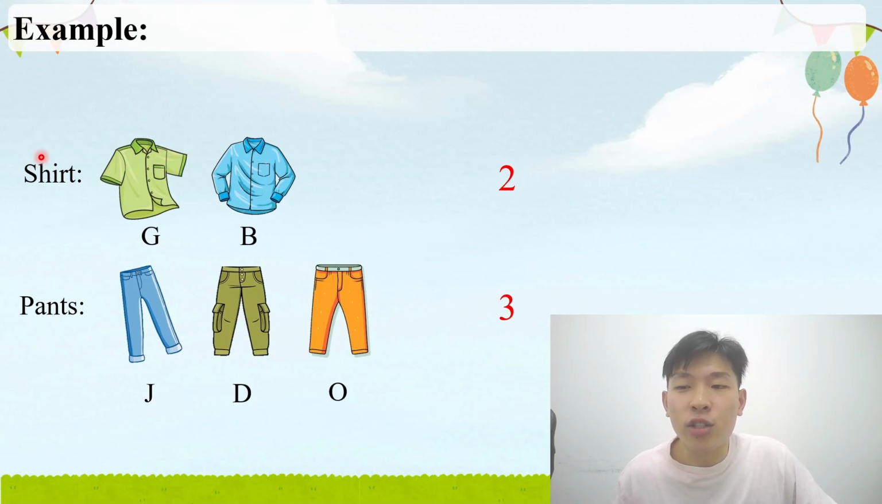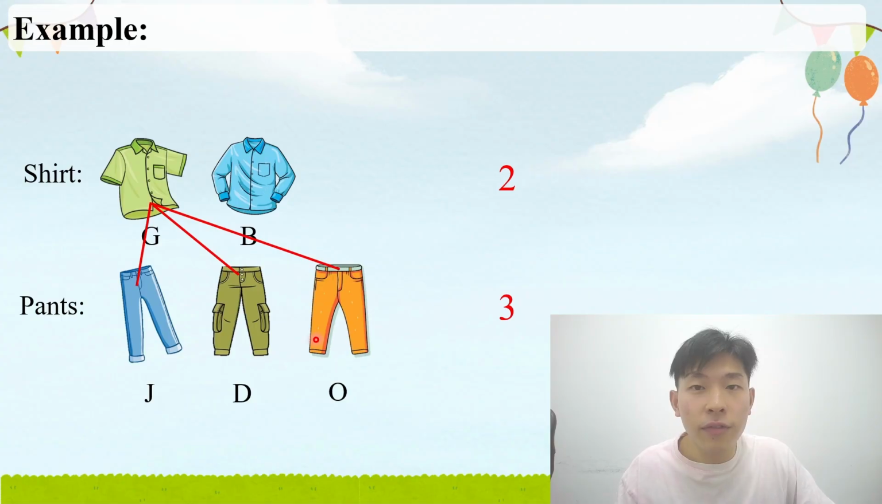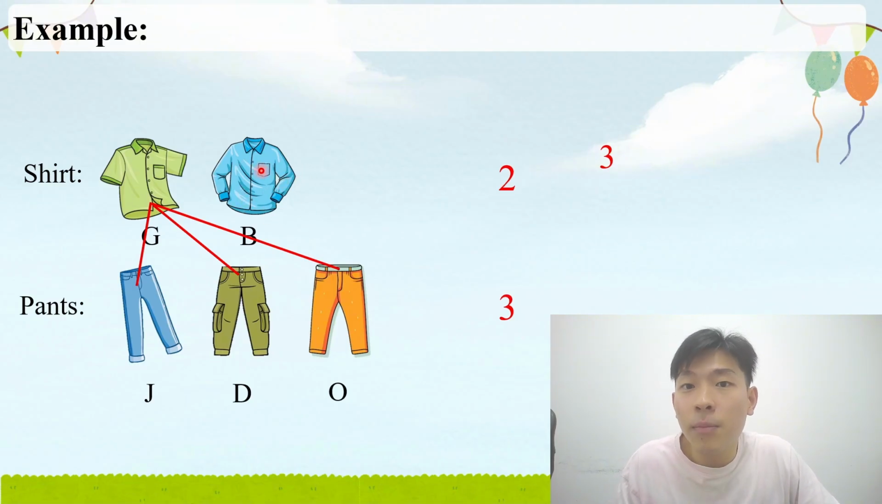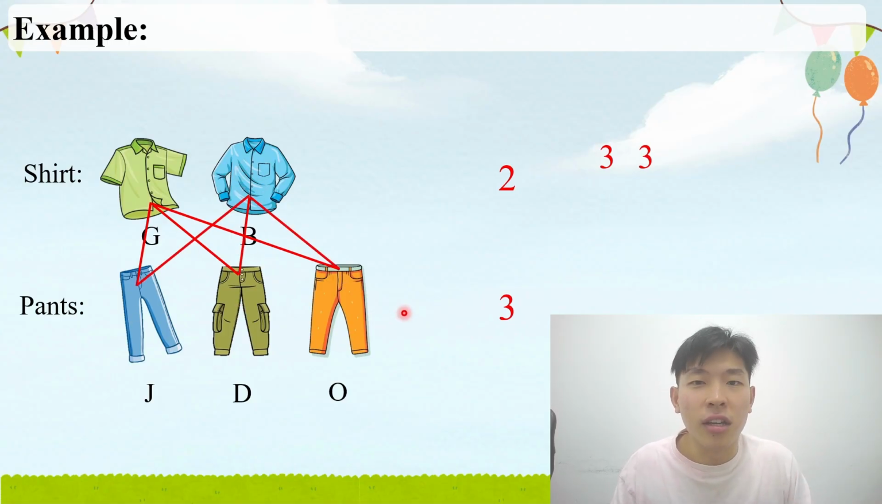Now, for example, if I choose the green shirt, I can pair with how many pants here? I can pair with the jeans, the dark color pants, and also this orange pants. I can pair with 3 of them. So there's 3 here. Now, let's say if I choose the blue shirt, I can pair with how many pants? Actually, it's the same 3. Jeans, dark color pants, and my orange pants. So there's another 3. So, I'm sure you know that the answer is 6 now.